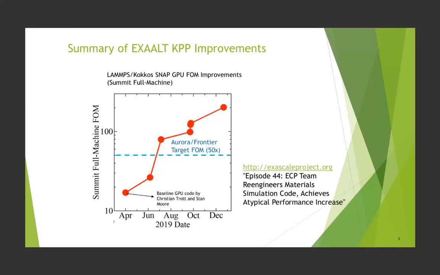Over the last year, through the collective efforts of the people on this presentation and several others that I'll mention, we were able to dramatically improve the performance on the Summit machine, so that now our figure of merit on Summit is over 200, which represents about a factor of 10 speed increase. This is described nicely in an audio recording produced by Danny and hosted on the Exascale Computing website, episode number 44.